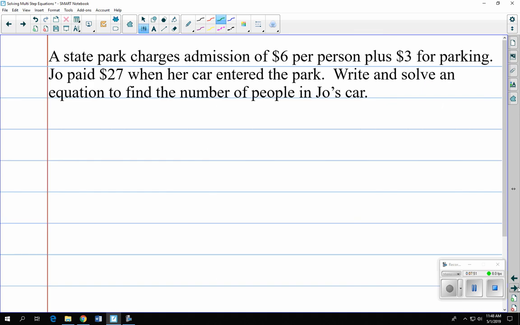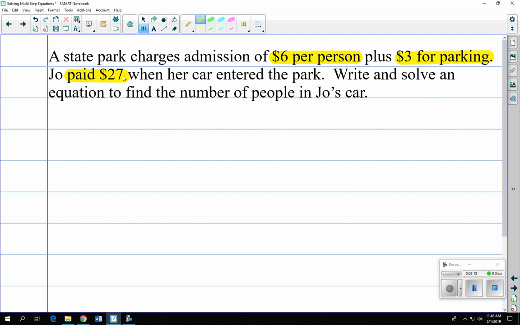I have a word problem. In word problems, I want to look for the most important information to write my equation. So again, I'm going to highlight, and on your test you can underline. A state park charges admission of $6 per person. I know that's important because the word per is there. Plus $3 for parking. And then Joe here paid $27 when her car entered the park.